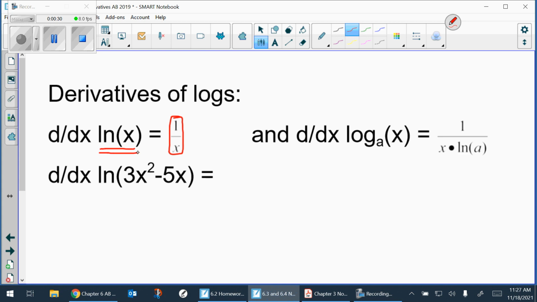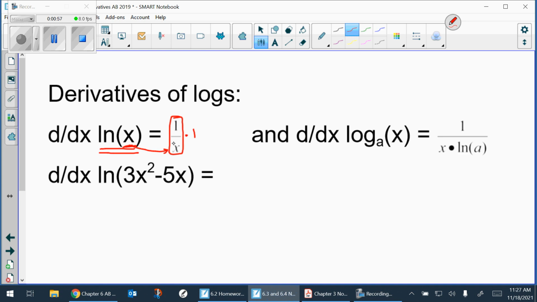Now, actually, the derivative of the natural log of x is 1 over that thing in parentheses times the derivative of the thing in the parentheses. And the derivative of this thing in parentheses is a 1, so we get 1 over x.